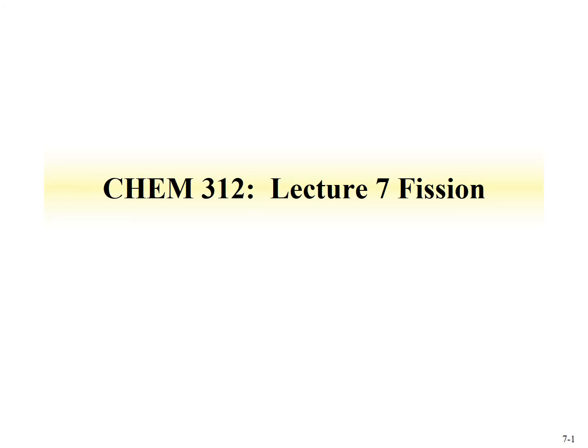Welcome to Lecture 7 for Chemistry 312. This lecture is on the fission process. So we've moved on from alpha and beta, which are two particle emissions, and gamma, which is a photon emission from an excited nucleus that is usually coupled with either an alpha decay or a beta decay.